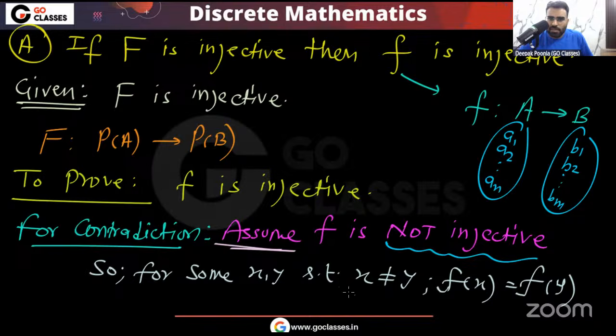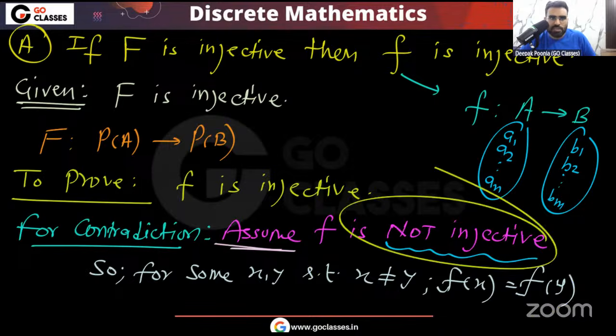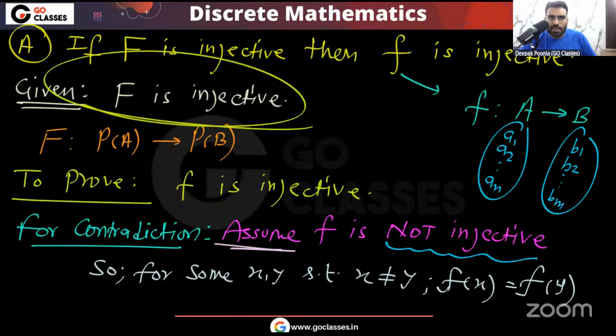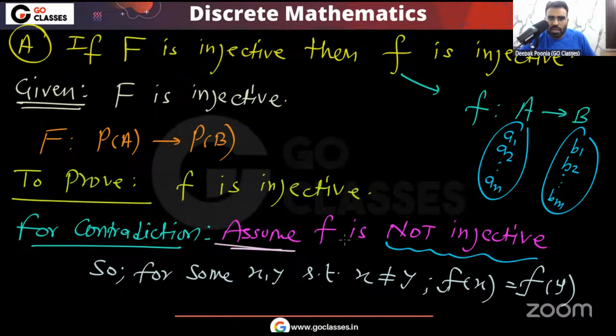Now you can see that these x, y are different, but their images are the same. So definitely I can say that f is not injective. This is what we are assuming. If small f is not injective, then there will be at least two elements x comma y such that they are different and their images are the same. Now in this case, you can prove that capital F is also not injective. But already we know that capital F is injective, so our assumption is wrong. So I can say small f is injective. This is how we are proving by contradiction.